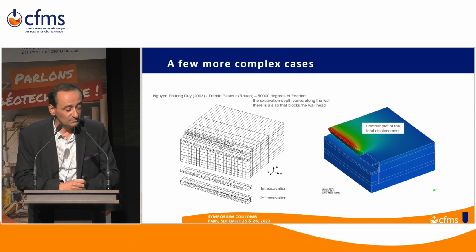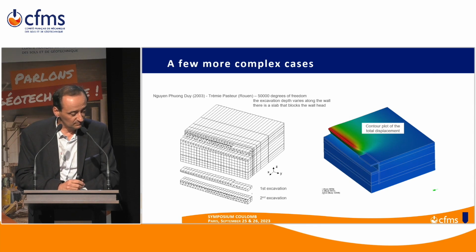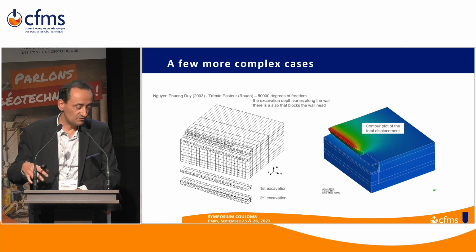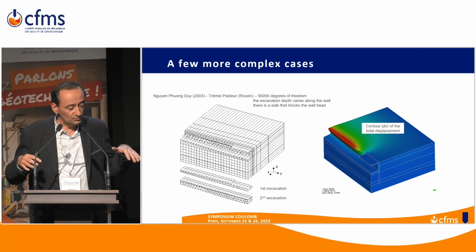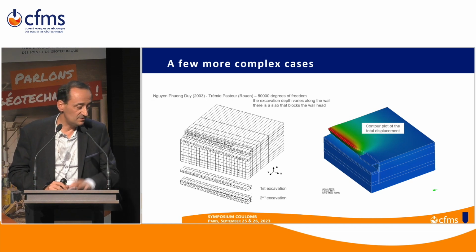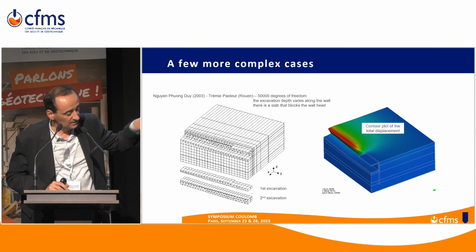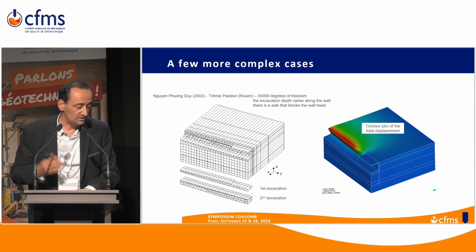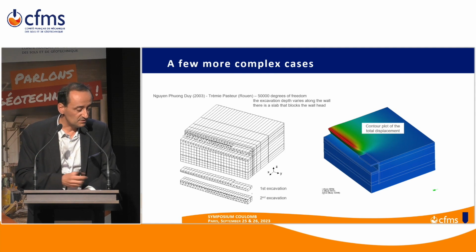Yet there are some situations in which we use 3D models. This one is 20 years ago. The mesh is rather coarse. We are around 50,000 degrees of freedom. And what makes it necessary to use 3D is that the road between two walls, the depth of the road, increases along the wall, and also there is a slab that blocks the displacement of the wall head. So it was necessary to use 3D. I didn't show the comparison with the measurements, but it was rather good.